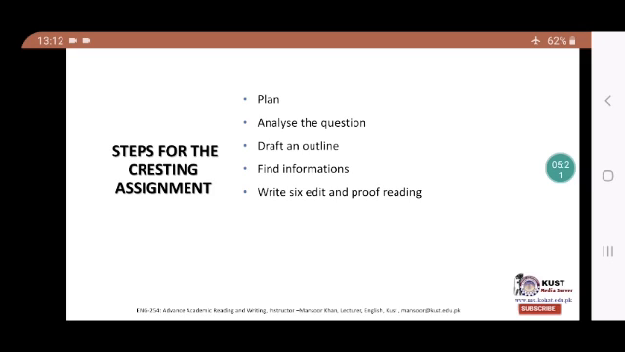Write, edit and proofread. This is also an important part of creating an assignment, that you have to edit and proofread it. You have to review your assignment with the help of an expert, or with the help of your teachers, friends or fellows. So these are the steps of creating an appropriate and effective assignment.